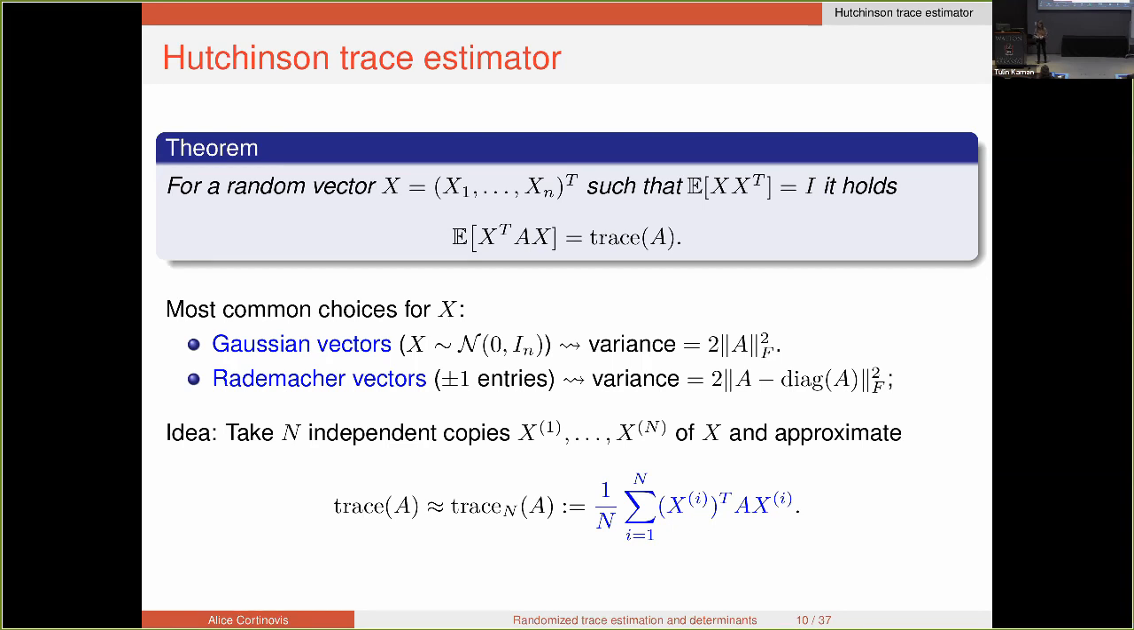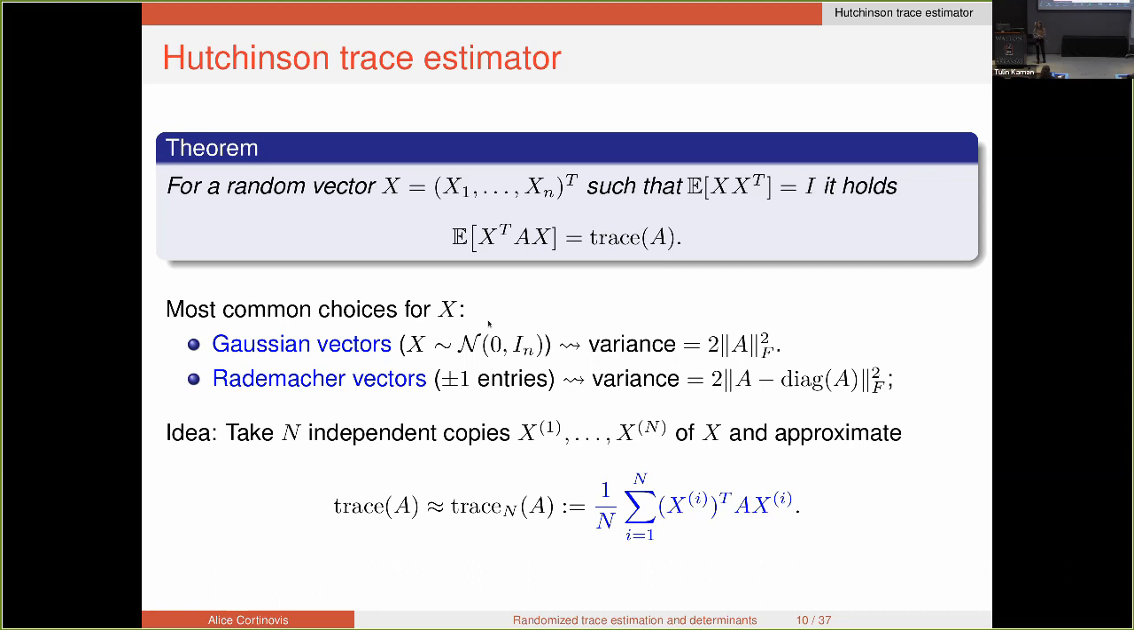I didn't include the proof here, but it's actually one line, because you write down this quadratic form as the sum of x_i x_j a_ij, and then by the linearity of the expectation, the expected value of x_i x_j is 1 only if i is equal to j. So what you get is exactly the trace of A.